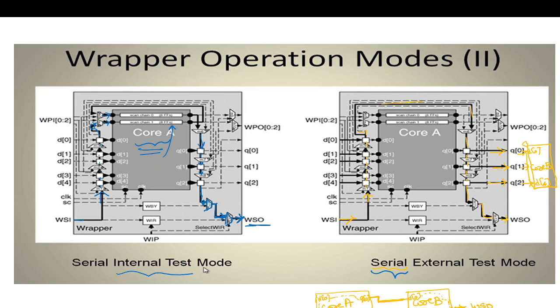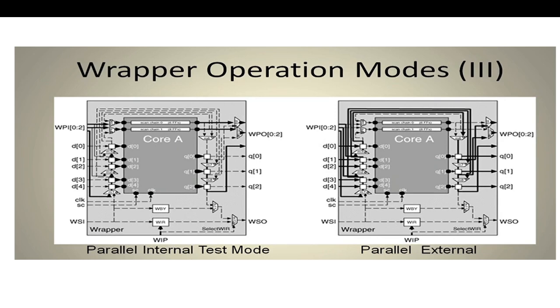So going to the next mode, parallel internal test and parallel external test. Now instead of WSI, WSO, we will be using WPI and WPO. So let's take the internal test now. Internal test, this core will be tested. So we shift in the pattern parallelly. So this multiplexer gets one output from this WPI.